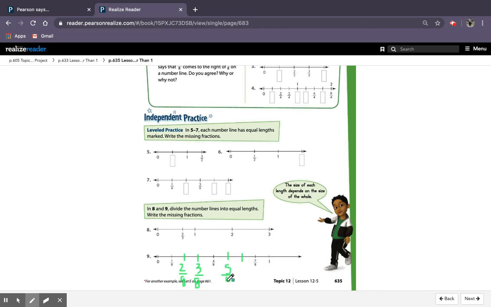5/8, 6/8. Well, why? Because 4/8, 4/8, 5, 6, 7. Then my 1 equals 8/8, 8/8. And then I'm going to go all the way up to 10/8. So 1, 2, 9/8, and 10/8.